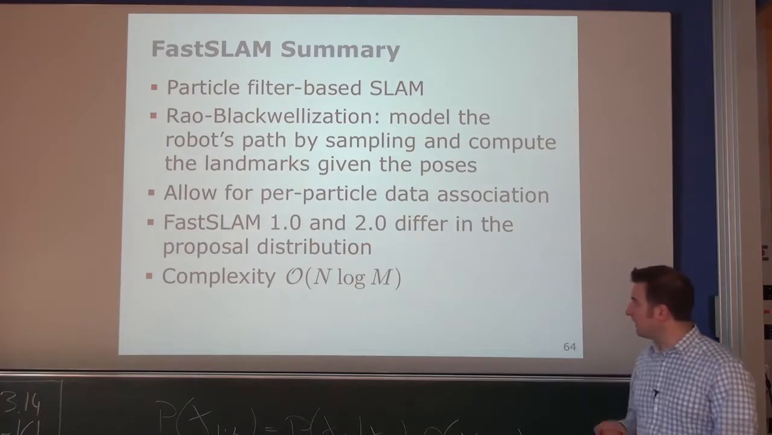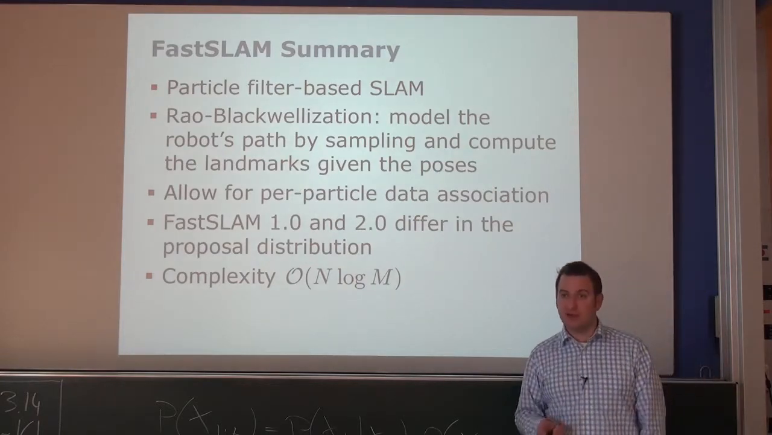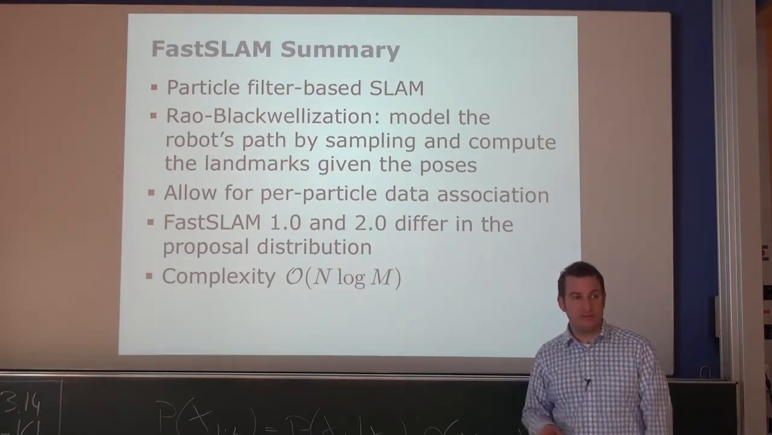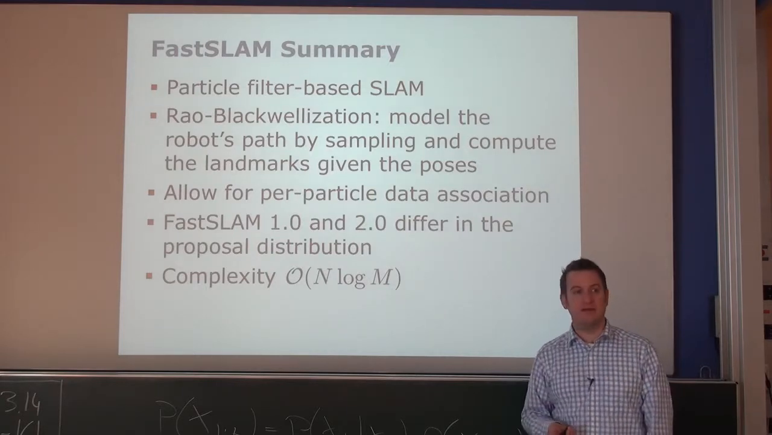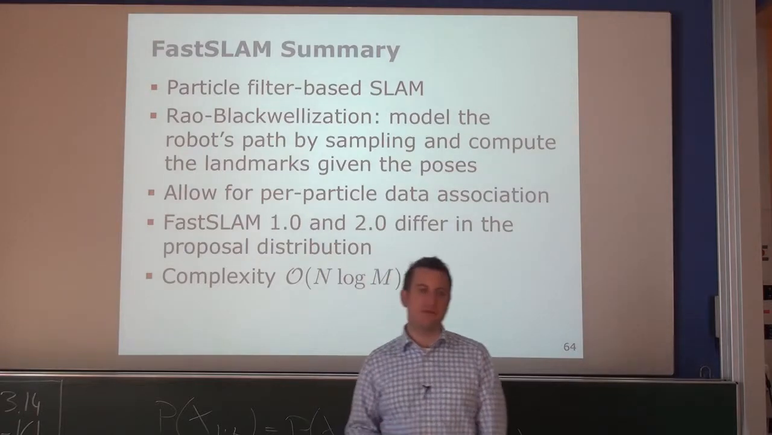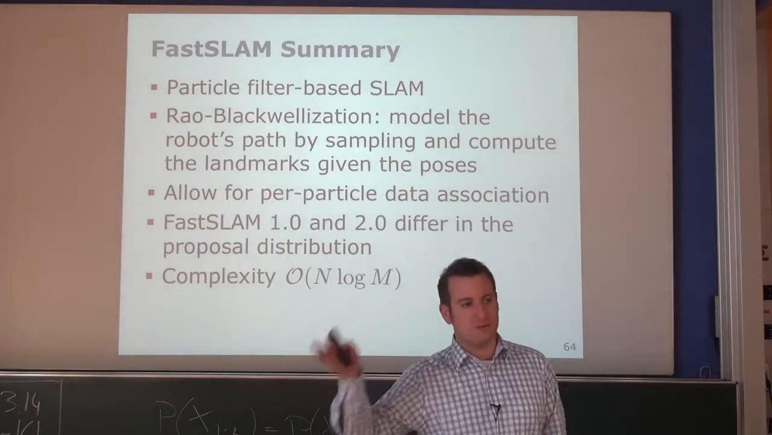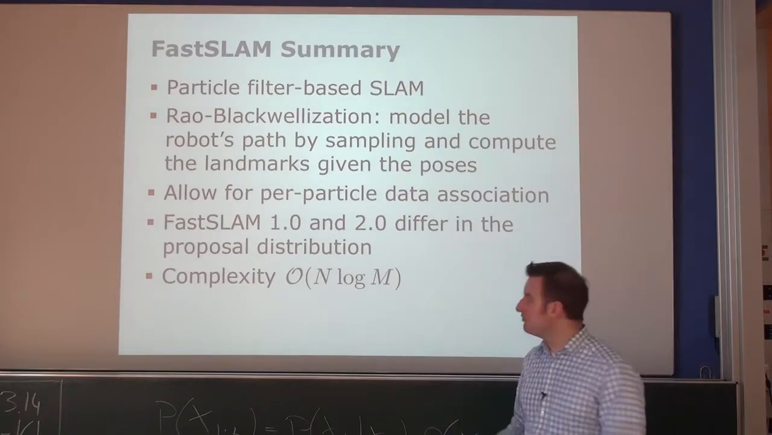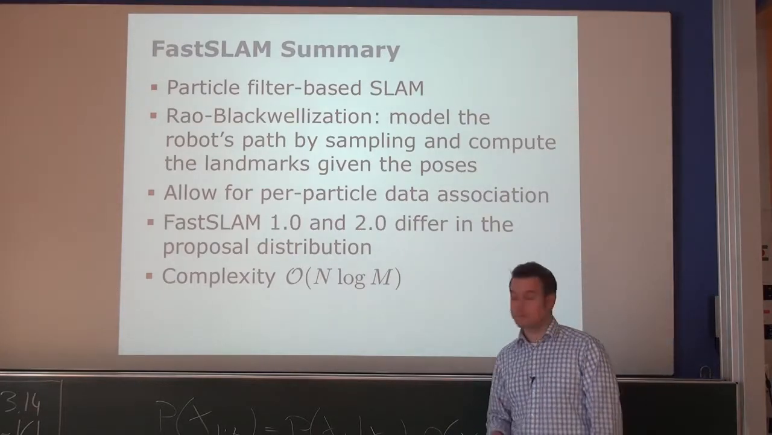In terms of computational complexity, FastSLAM is a pretty nice algorithm in the sense that it is logarithmic in the number of landmarks that I have and linear in the number of samples. And the number of samples is typically constant. Let's say it could be 1,000, could be 2,000, but they typically do not grow excessively.